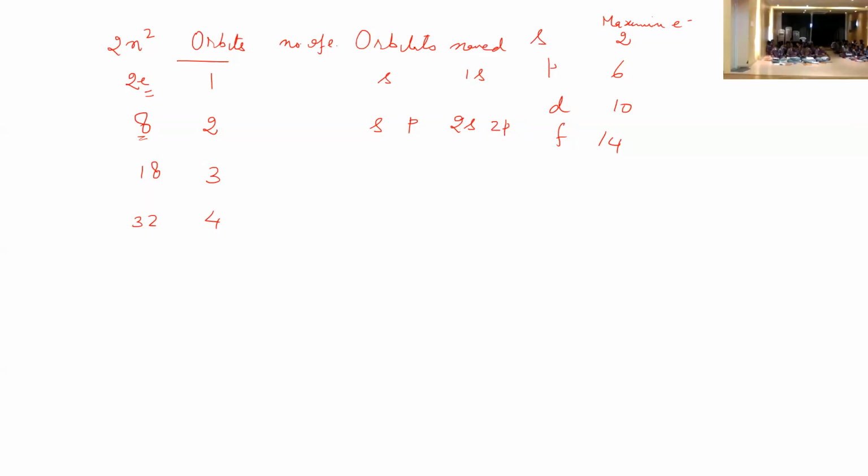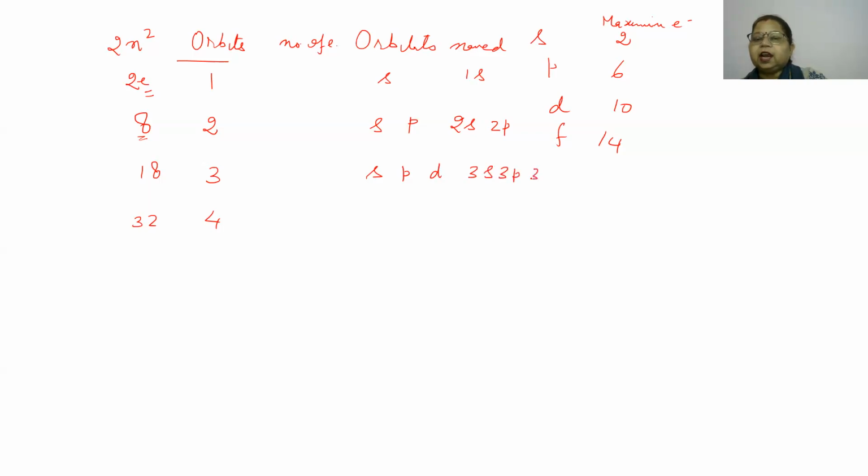Yes, ma'am. Okay. Now moving to the third, as you have understood, the third will have s, p, and d. And they will be named 3s, 3p, and 3d. Similarly, 4 will have all s, p, d, and f. They will be named 4s, 4p, 4d, and 4f. Right? I believe it is clear to you.